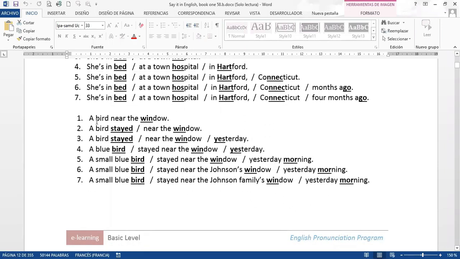Let's do the next exercise. A bird near the window. A bird stayed near the window. A bird stayed near the window yesterday. A blue bird stayed near the window yesterday. A small blue bird stayed near the window yesterday morning. A small blue bird stayed near the Johnson's window yesterday morning. A small blue bird stayed near the Johnson's family window yesterday morning.